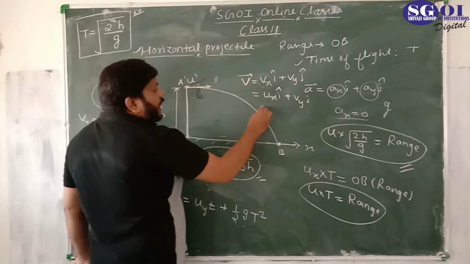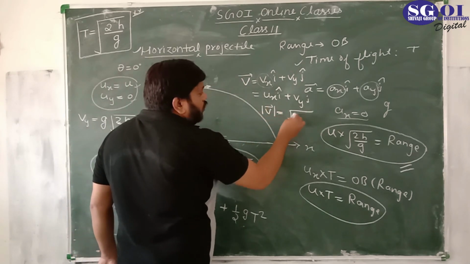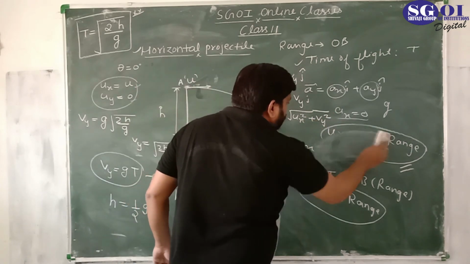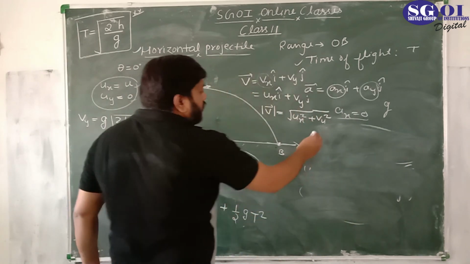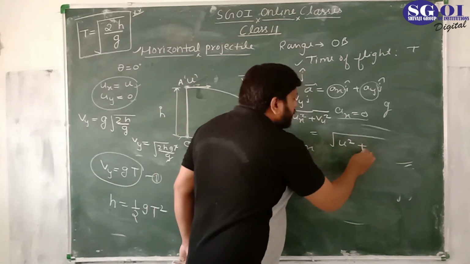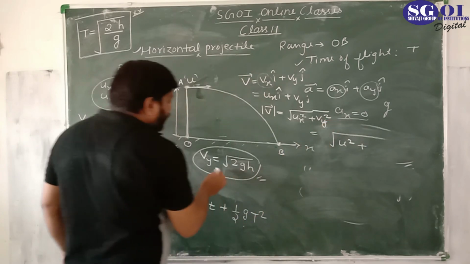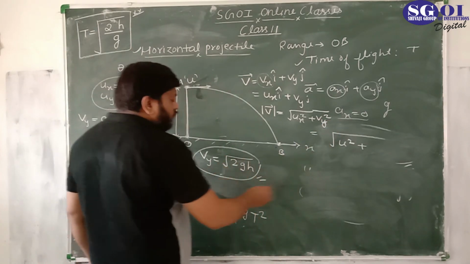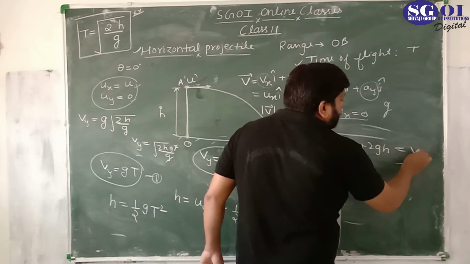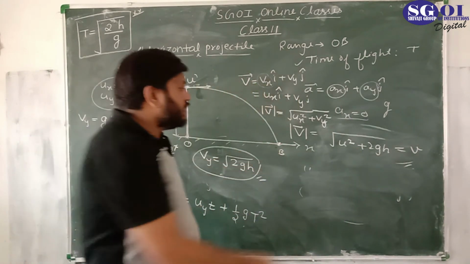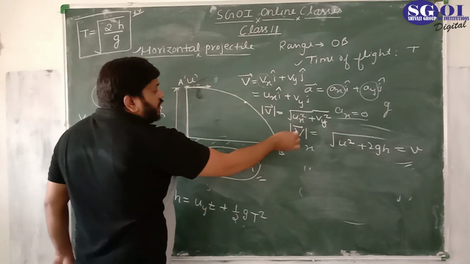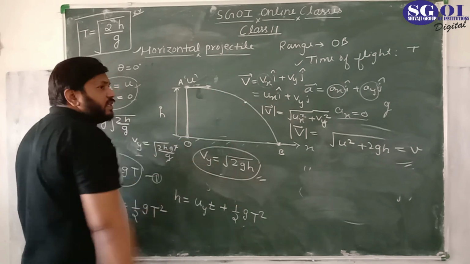And if you want to find the magnitude mod v, we know that it is under root of ux square plus vy square. The ux is u, so u square plus vy square, and vy square is 2gh. So the mod v, or we can simply say v, the final velocity at this point, is under root of u square plus 2gh.